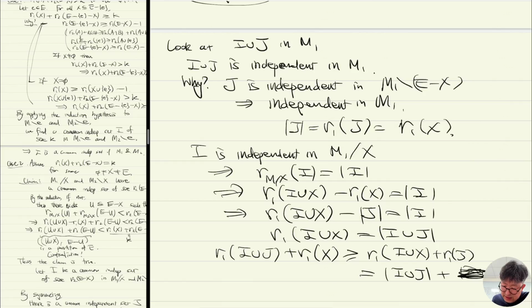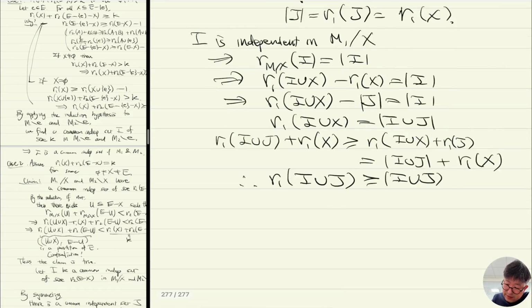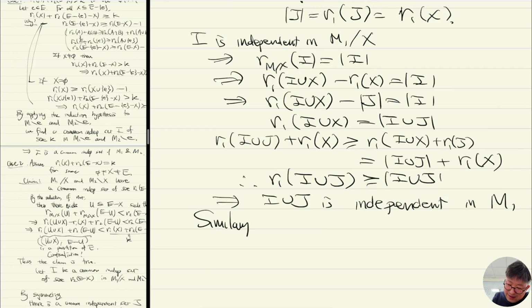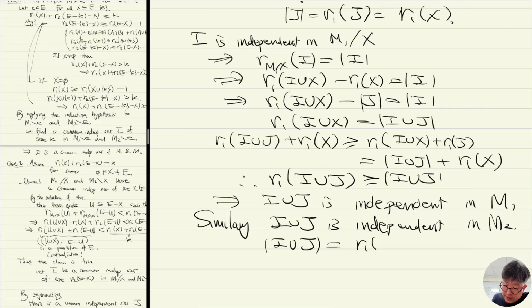Actually, it is equal to R1 of X. So therefore, the rank of I union J is at least the size of I union J. This implies that I union J is independent. There could be a better way, but anyway. And similarly, I union J is independent in M2. And the size of I union J is equal to rank 1 of X plus rank 2 of E minus X. So that's K. That's what we wanted to find. Okay? So the matroid intersection theorem is proved.